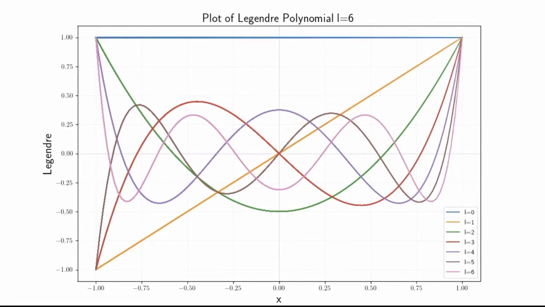An important thing to notice is that they will have that many roots. The first one doesn't cross anywhere. The p of 1 crosses with one root at x equal to 0, and then p of 2 has 2 roots, and p of 3 has 3 roots, and so on. So you have larger and larger roots and more wiggles.